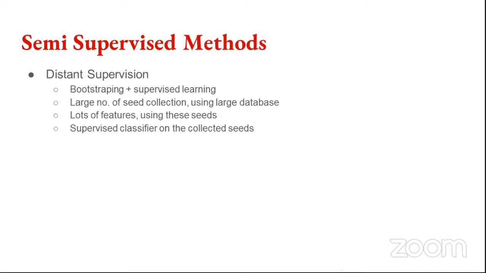So basically, here the seeds are used to find the patterns, and then those patterns can be used as features. Patterns are first found by using the seed data, and then those patterns can be added as features for training of a classifier. So this is a semi-supervised thing: a large number of seed collection using large databases, lots of features using these seeds, and then a supervised classifier on the collected seeds.